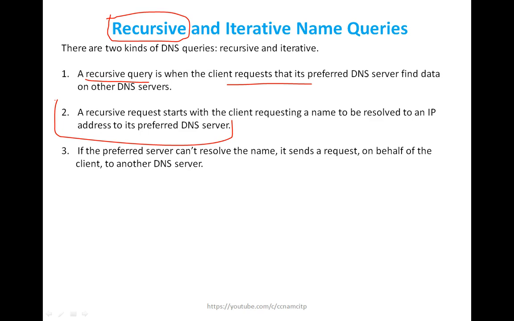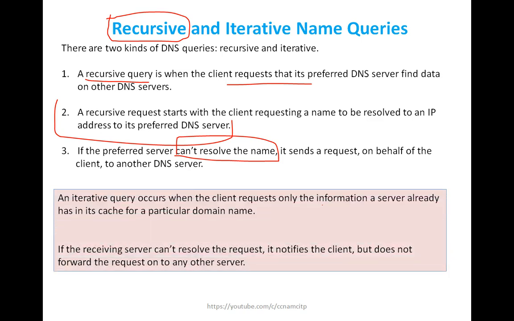A recursive query always tries to give an answer to your client. It will not send that request to another server. But if we talk about iterative queries, if it is not able to resolve the name in your query, it will resend that query to another server. That is the difference between recursive and iterative name queries.